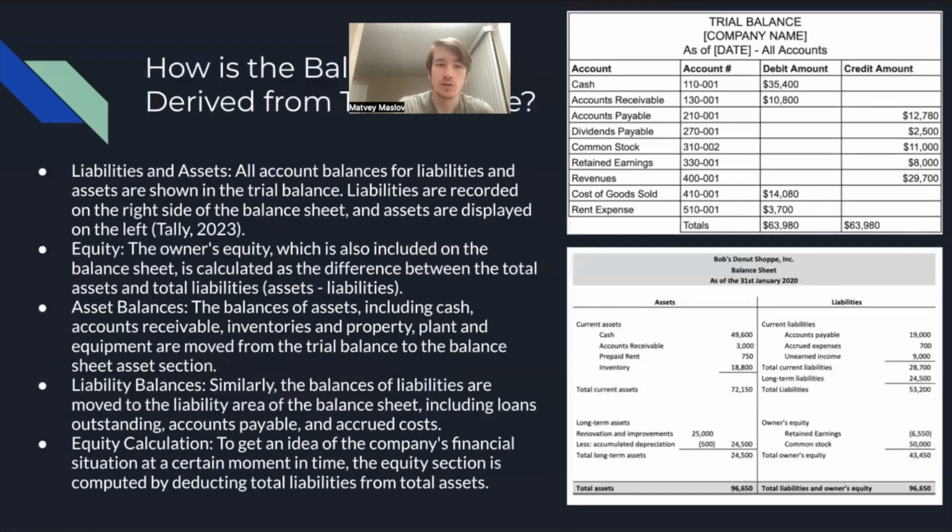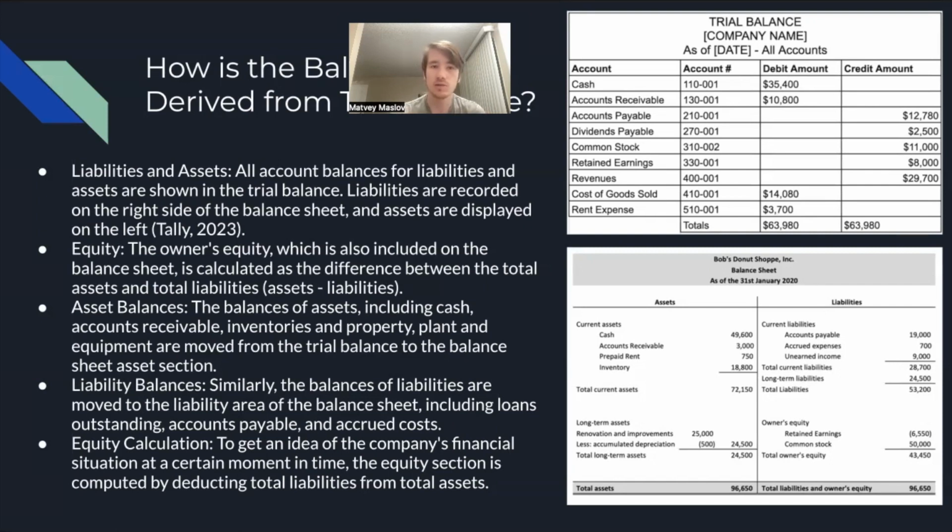Now we want to take a look at how a balance sheet is derived from the trial balance. In this case, it is derived from 5 specific sections: liabilities and assets, equity, asset balances, liability balances, and equity calculation. So using those 5 ways, we're able to utilize the trial balance, initially as I mentioned, as a trial in order to create the finalized and most accurate balance sheet.